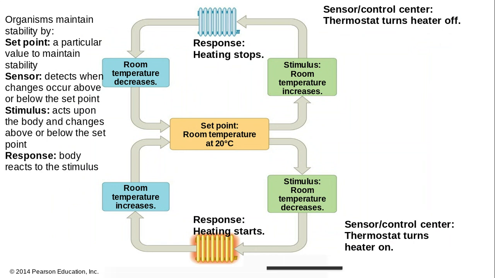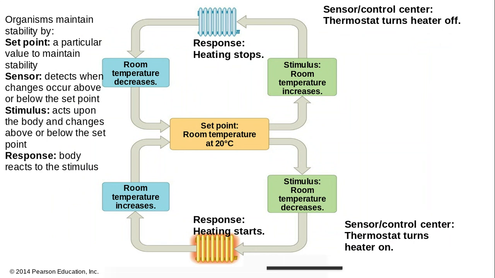There's always a sensor present that detects when there's changes either above or below the set point. For us, a lot of our sensors are found in the different organs that are part of the endocrine system, the different glands. In a room, it's probably the thermostat itself that has a temperature sensor. The stimulus is the action that causes the changes and stimulates the response. So it senses the changes and then stimulates a response.